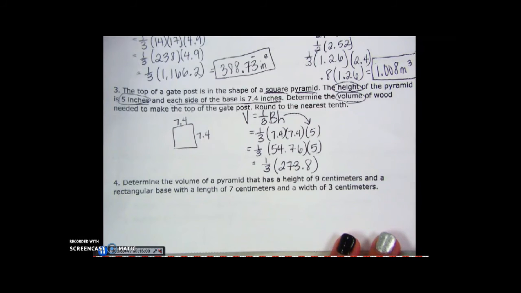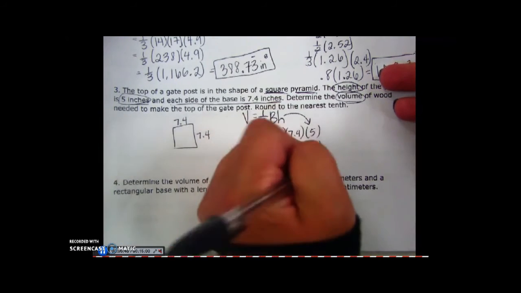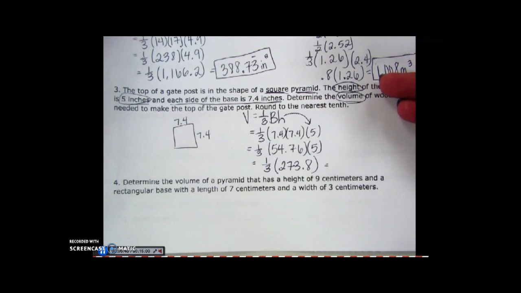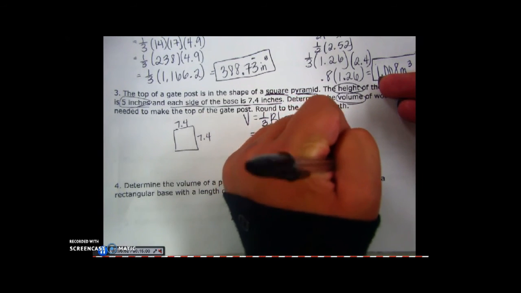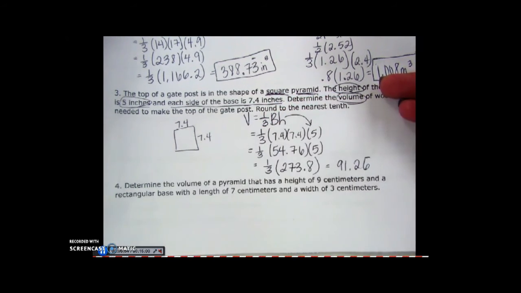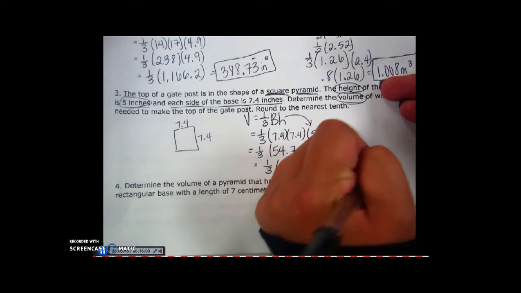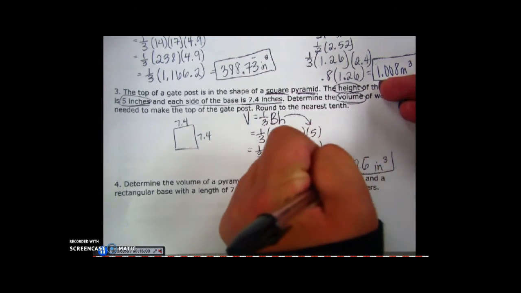So now we need to take 1/3 of that number. To take 1/3 of it means to divide it by 3. So I'm going to go ahead and do that: 273.8 divided by 3, and we would get 91.26, and that 6 is going to repeat. And this is inches cubed.